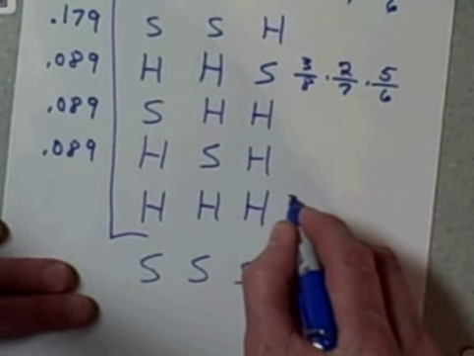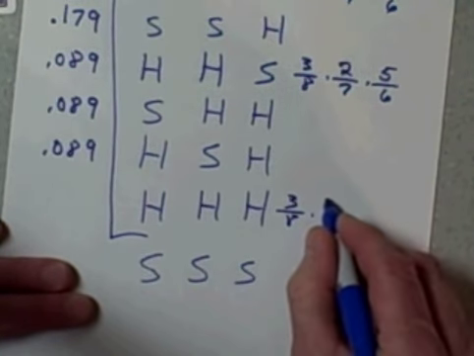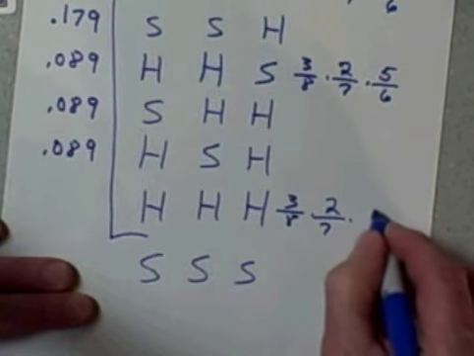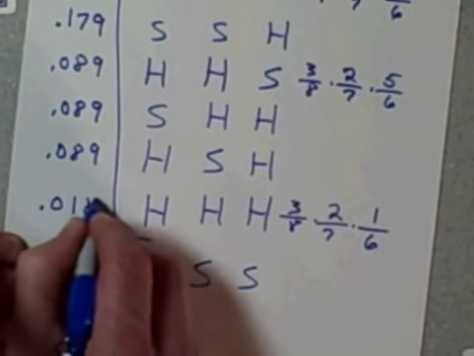Our last case is the probability of getting a heart and a heart and a heart. Let's see what that is. Well, that's 3 out of 8 the first time. There are only 2 hearts left out of 7 the second time. And there's only 1 heart left out of 6 the third time. When you multiply those together, that comes out to be approximately 0.018.